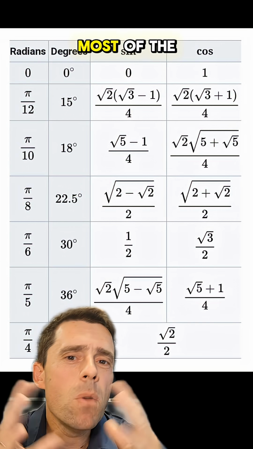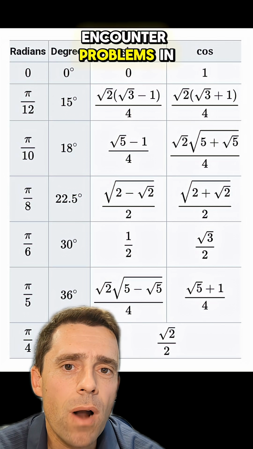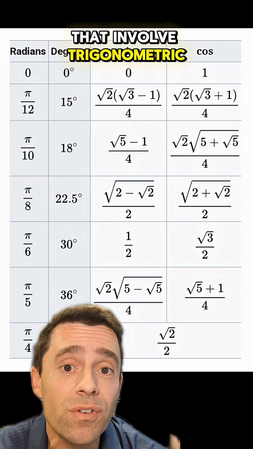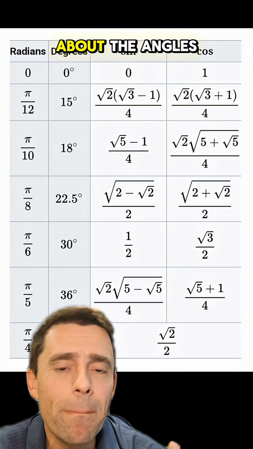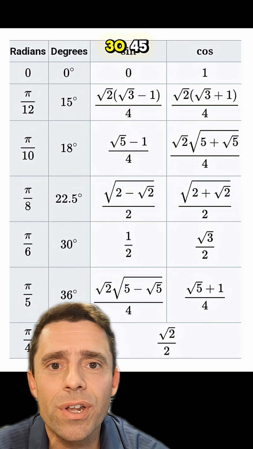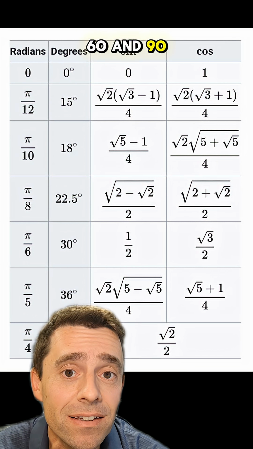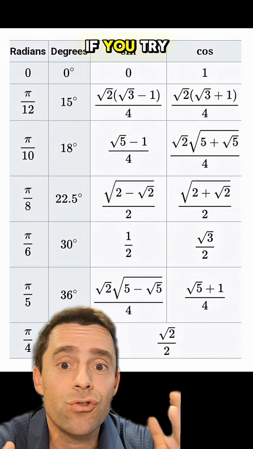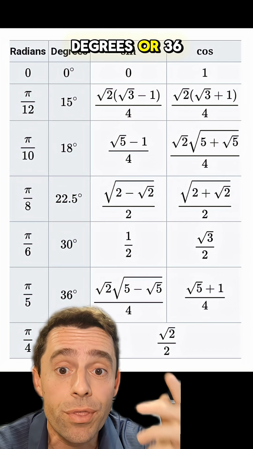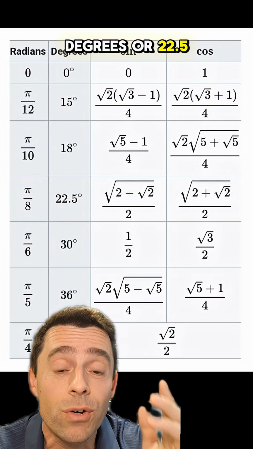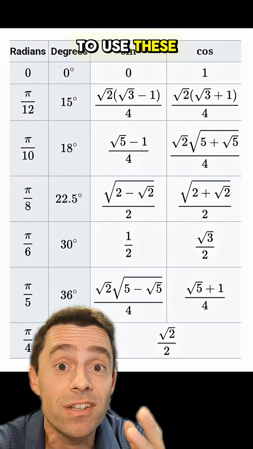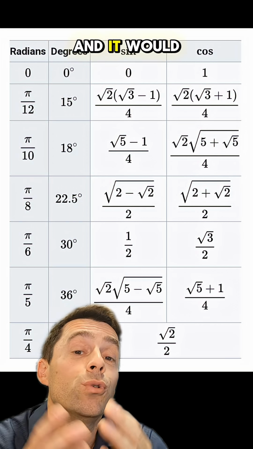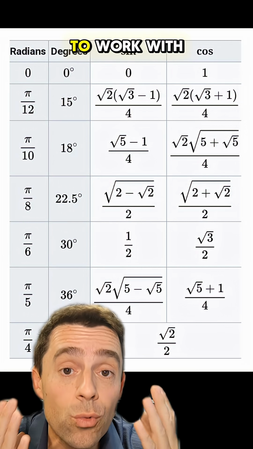Do you know why most of the time when we encounter problems in books on trigonometry or calculus that involve trigonometric values, they are only about the angles 0, 30, 45, 60, and 90? The reason is that as soon as you deviate from those basic angles, if you try to use 18 degrees or 36 degrees or 22.5 degrees, then you have to use these algebraic values, but they're very complicated values, and it would be a nightmare for students to work with those.